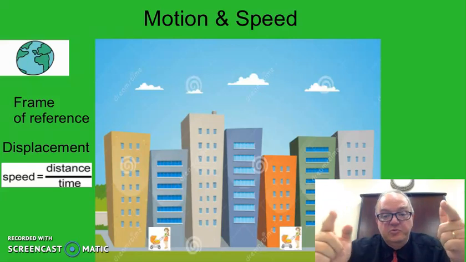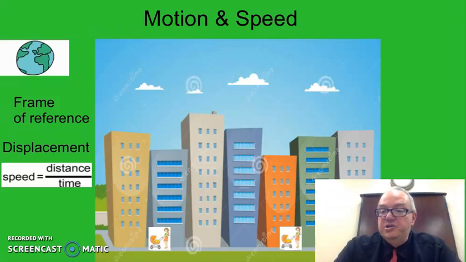Hey, this is Mr. Mitchell with a little bit of instruction about motion and speed, two terms that you have known about for a long time, but I kind of want to talk a little bit more about them and maybe expound upon it some. Motion and speed. Let's talk a little first about motion.